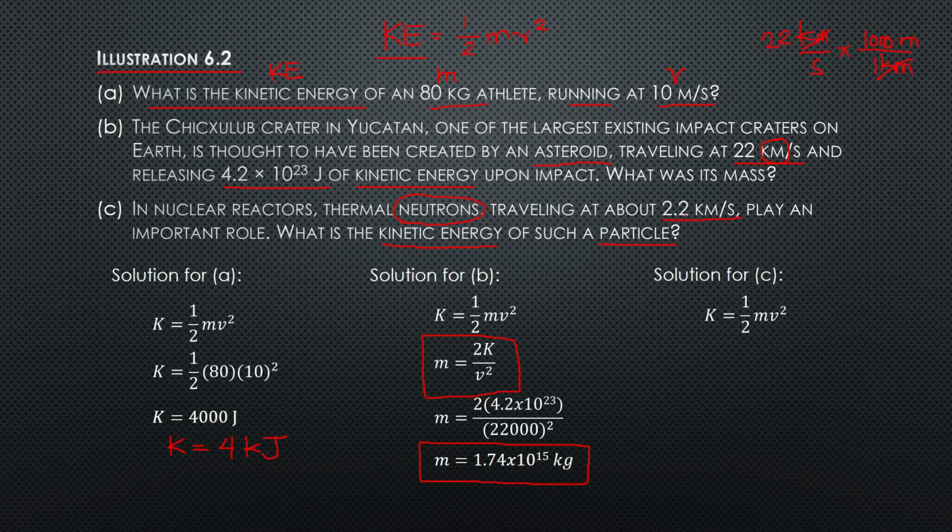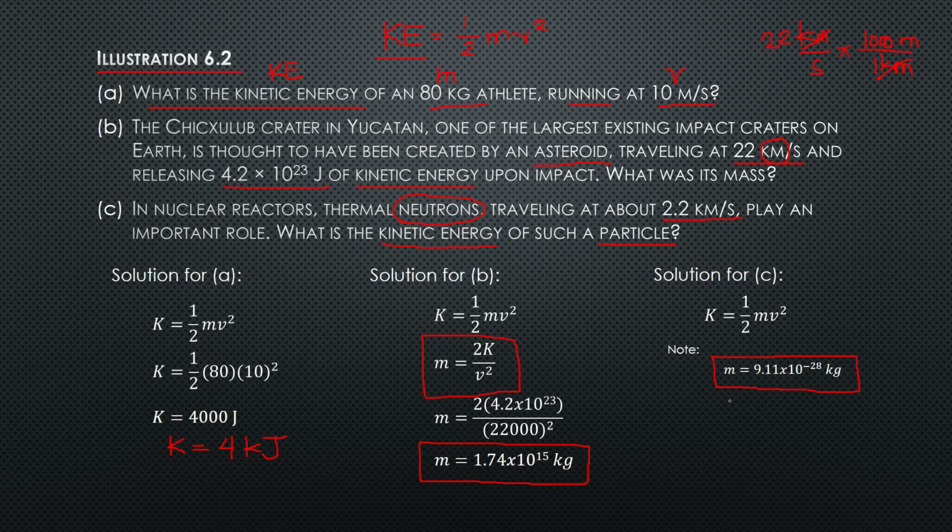The velocity is given. How about the mass of the particle? Mass of the neutron. Take note that the mass of a neutron is 9.11 times 10 to the negative 28 kilograms. This is a constant value, so you also need to recall the mass of protons and the mass of electrons. So the mass of the neutron is given.